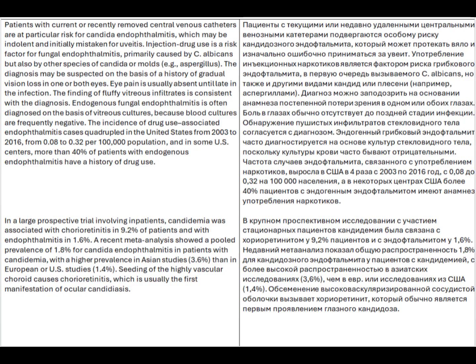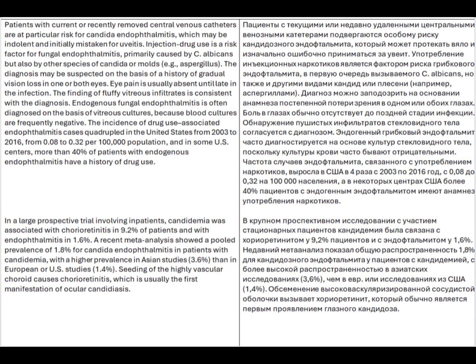The incidence of drug use-associated endophthalmitis cases quadrupled in the United States from 2003 to 2016, from 0.08 to 0.32 per 100,000 population, and in some U.S. centers, more than 40% of patients with endogenous endophthalmitis have a history of drug use. In a large prospective trial involving inpatients, candidemia was associated with chorioretinitis in 9.2% of patients, and with endophthalmitis in 1.6%.